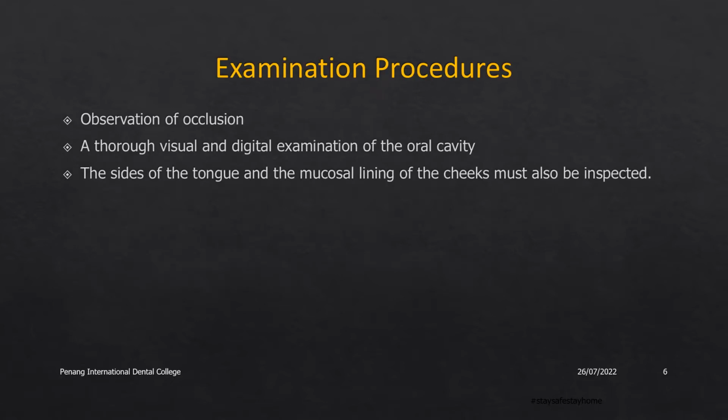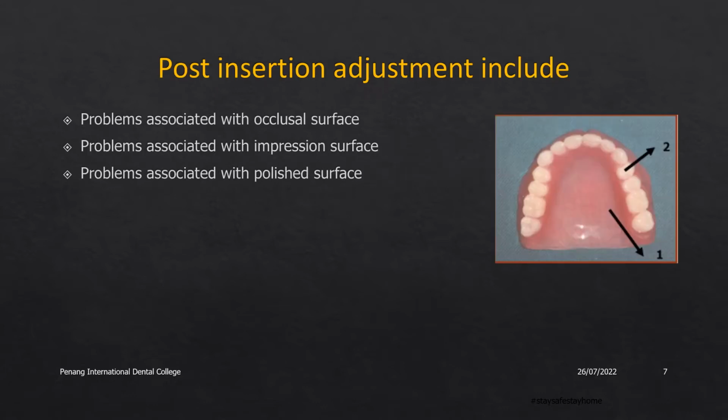You also observe the occlusion, whether the occlusion is proper, is there any slide in centric or any gaps in the occlusion, or whether the occlusion on the right side is heavier than the occlusion on the left side. This may result in trauma to the basal seat tissues under the dentures. The patient may also have a cheek bite or tongue bite problem, which also needs to be checked.